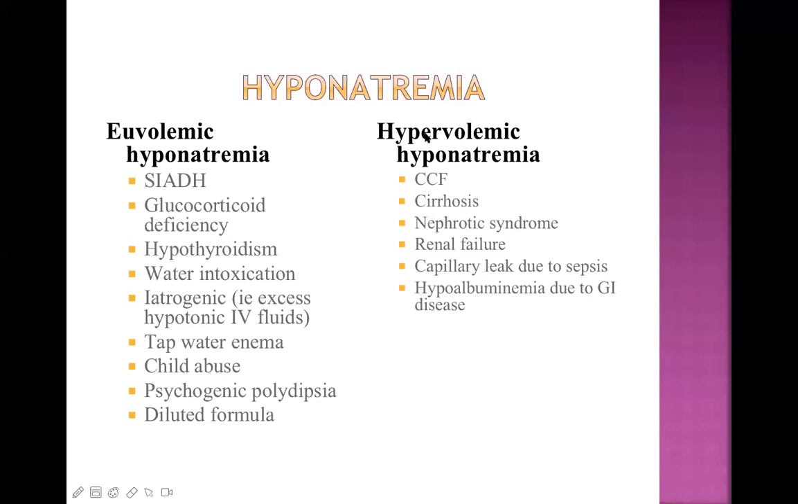The last types of causes are hypervolemic hyponatremia, and these are very easy to explain. Congestive cardiac failure is all about edematous condition. Cirrhosis of liver is an edematous condition. Nephrotic syndrome, another important edematous situation. Renal failure, there is excessive retention of sodium and water in the body. Capillary leak due to sepsis, and hypoalbuminemic condition due to GI disease. One of the causes I can highlight here is protein losing enteropathy. This is GI loss resulting in hypoalbuminemia. So all of these may be the causes of hyponatremia. Let's move on.